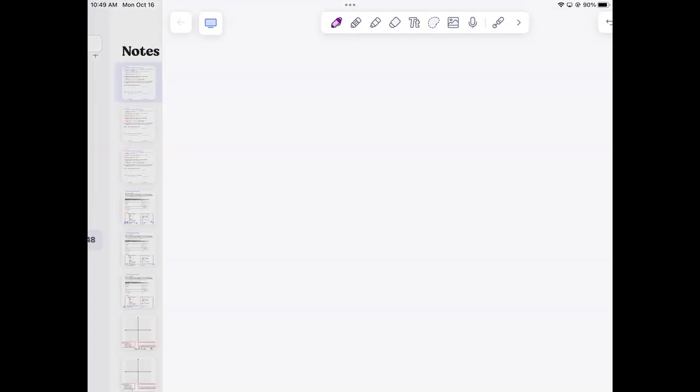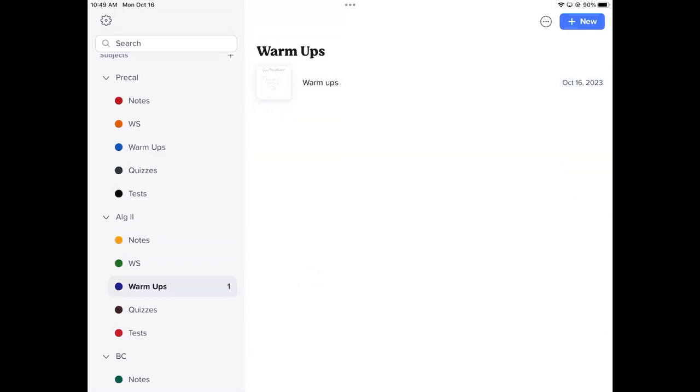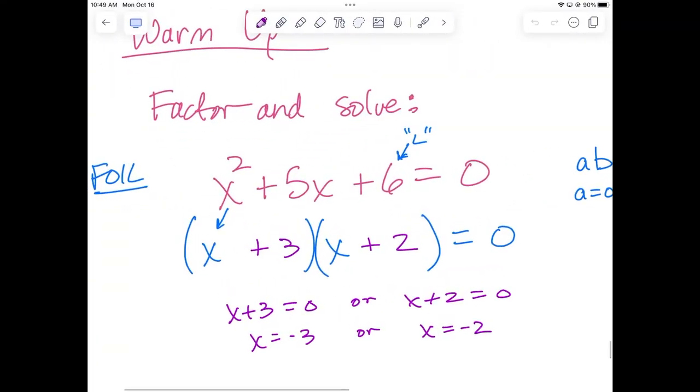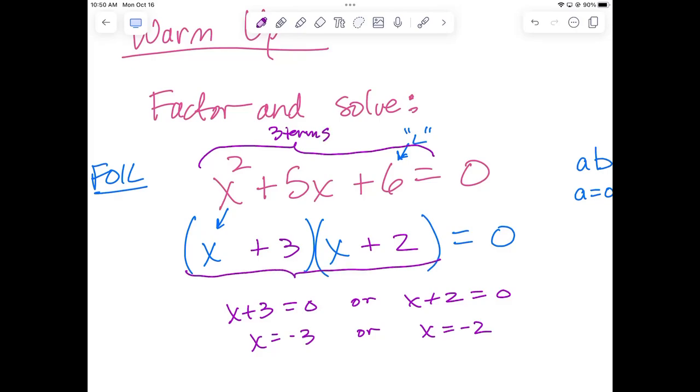I'm going to go back to the warm-up real quickly. In the warm-up, how many terms did my polynomial have originally on the left side? 3 terms. Good. And I factored those 3 terms into how many factors? 2 factors. The factors were separated by these parentheses. So that's the difference between terms and factors: terms are separated by plus or minus signs, and factors are separated by multiplication signs.